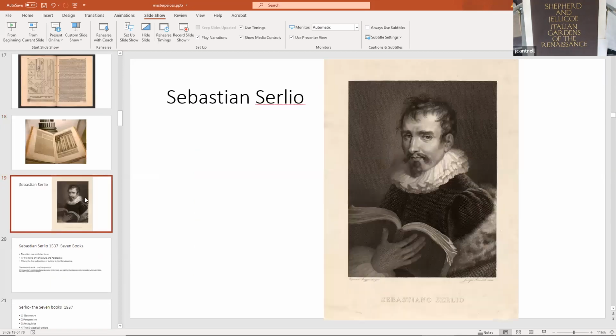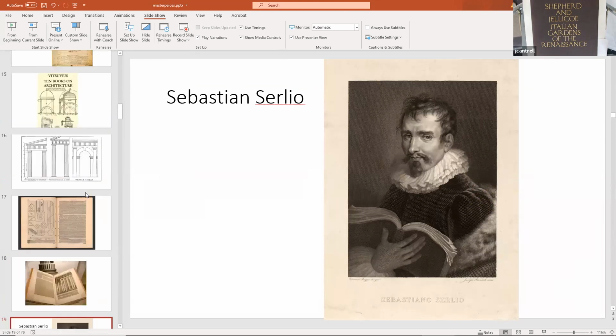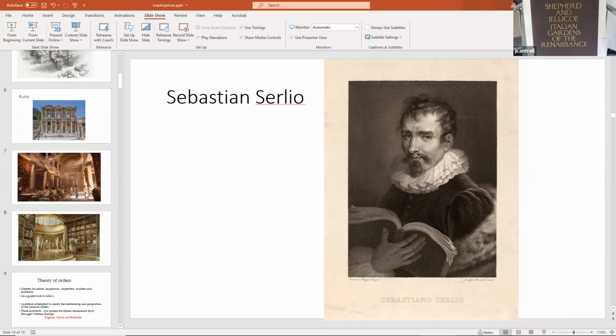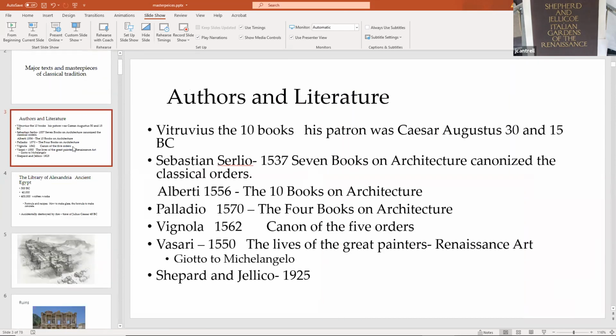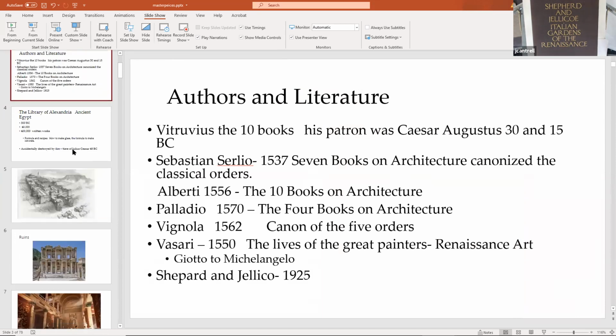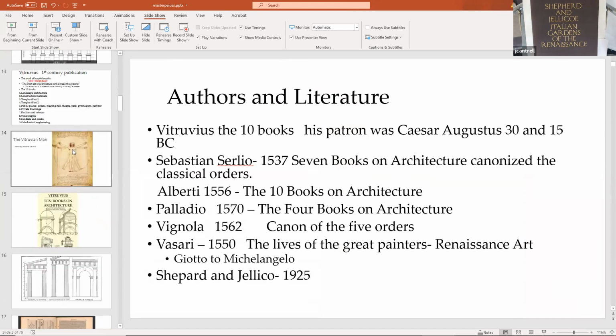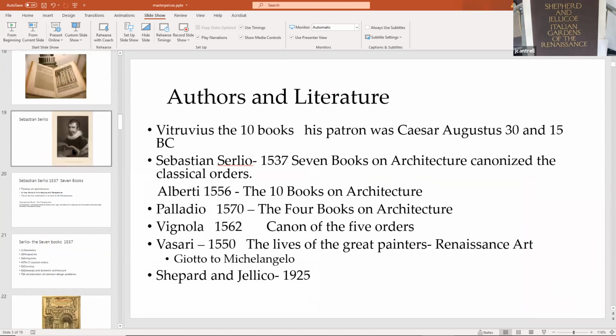But the second most important one is Sebastiano Serlio. We haven't really seen or heard of a lot of his work. For most of the class, we're looking at the famous Renaissance architects, Palladio, Michelangelo, and so on. I think in the early sort of list, we have Sebastiano Serlio. Of course, we've seen Alberti, Palladio, we're going to talk about Vignola, then of course Vasari. But let's first start with Sebastiano Serlio.